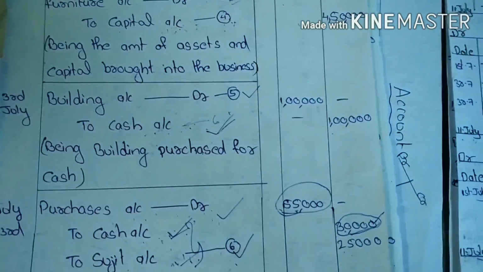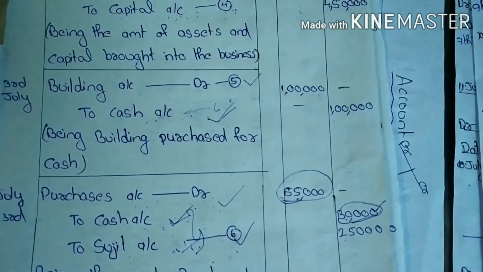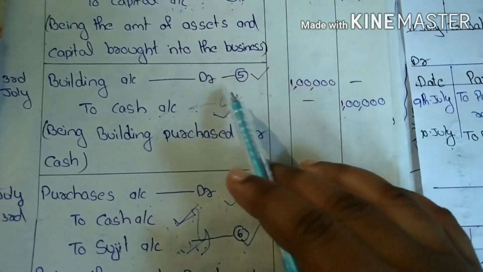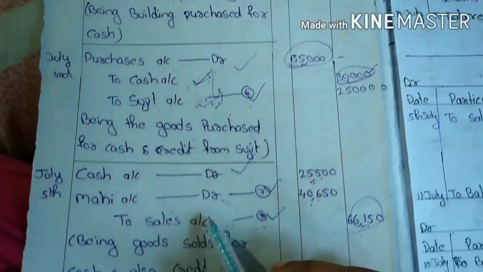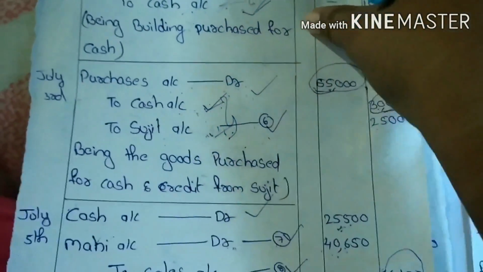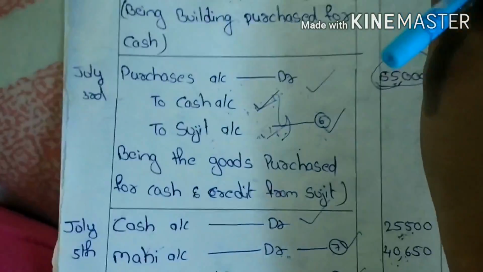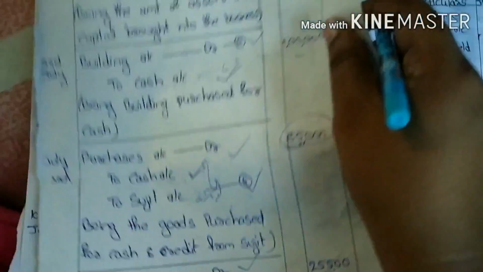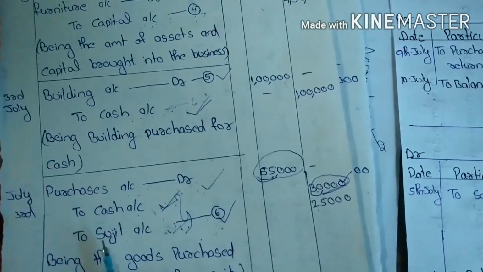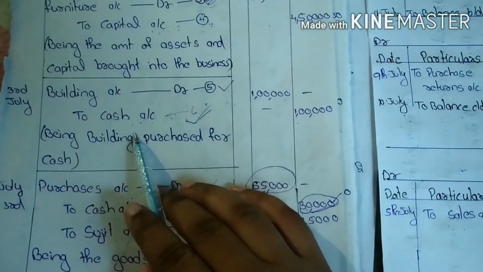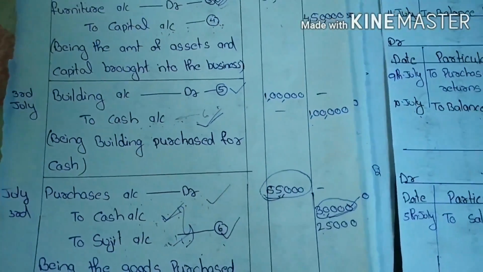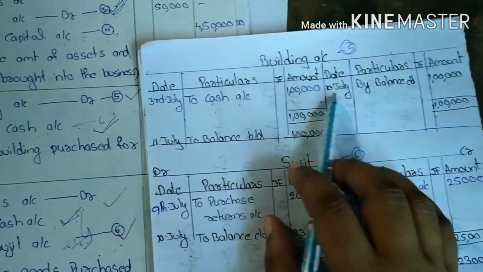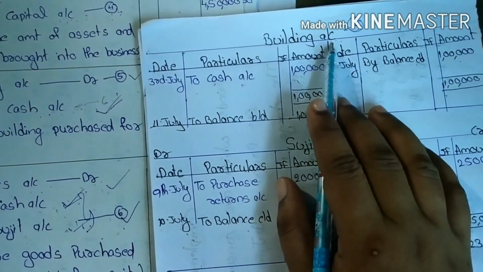So here the buildings account should be opened, right? So this is the 5th account in the ledger. See, only 1 entry should be there for buildings, and there are no more entries for buildings. See, buildings account that are to cash account. So the buildings account should be on the debit side, right? So open the buildings account. The same format should be followed for all the accounts. So the buildings account should be on the debit side.